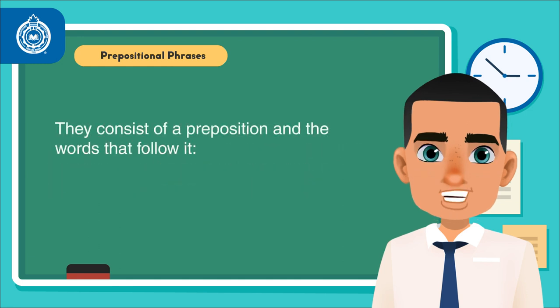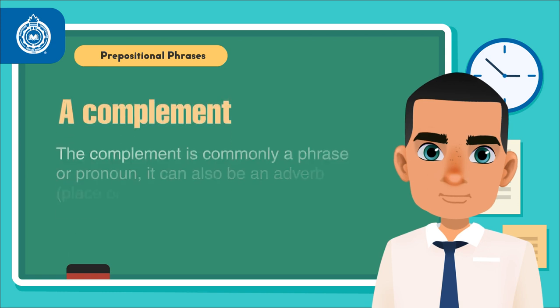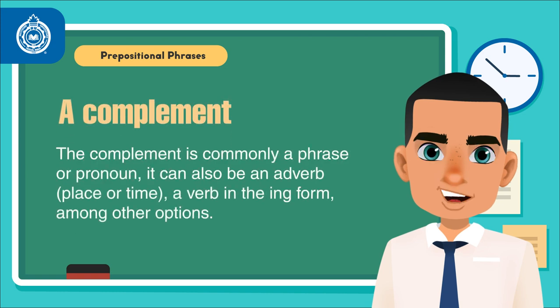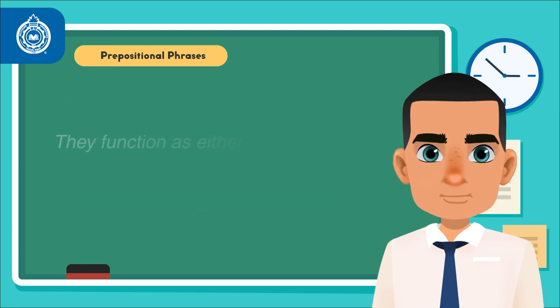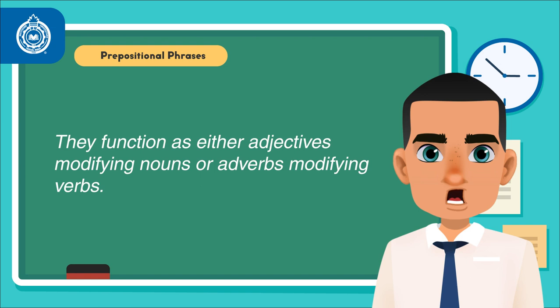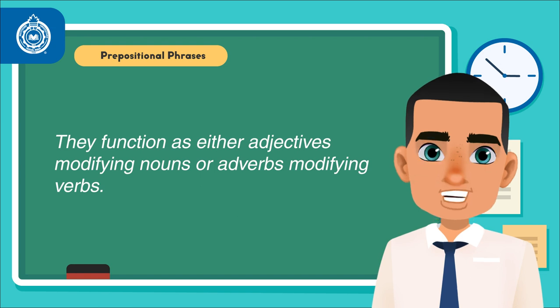They consist of a preposition and the words that follow it. For example, a complement. The complement is commonly a phrase or pronoun. It can also be an adverb, place or time, a verb in the ing form, among other options. They function as either adjectives modifying nouns or adverbs modifying verbs.